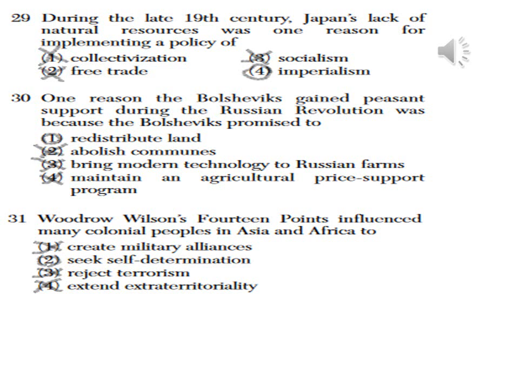Question number 30. One reason the Bolsheviks gained peasant support during the Russian Revolution was because Bolsheviks promised to, is it 1, redistribute land? Is it 2, abolish communes? Is it 3, bring modern technology to Russian farms? Or is it 4, maintain an agricultural price support program? Well, you know 1 is the right answer.